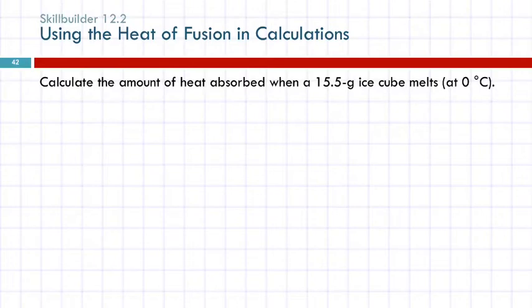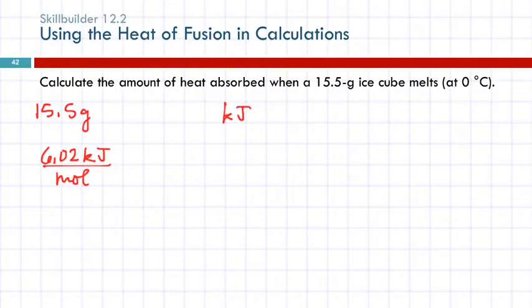So we've got 15.5 grams, and we've got 6.02 kilojoules per mole. That's our heat of fusion. We want heat. Well, kilojoules would be a good unit of heat. So let's find kilojoules. Heat of fusion relates moles and kilojoules, but we need grams. So we're going to put moles in the middle. Moles often end up in the middle. And go grams to moles to kilojoules.